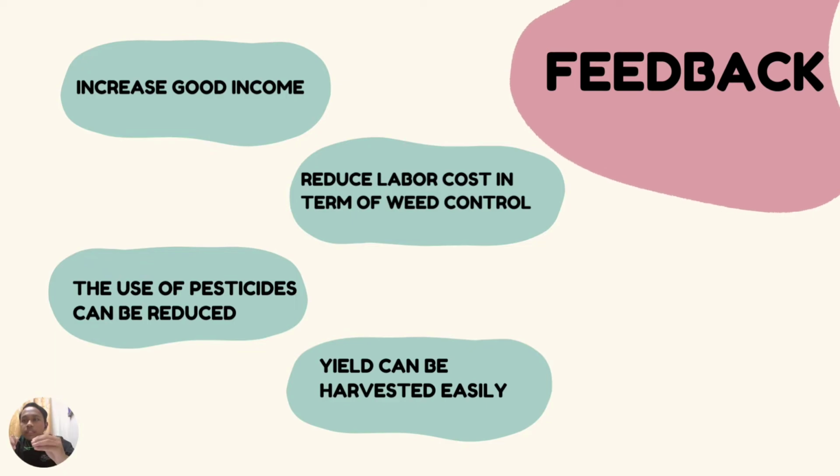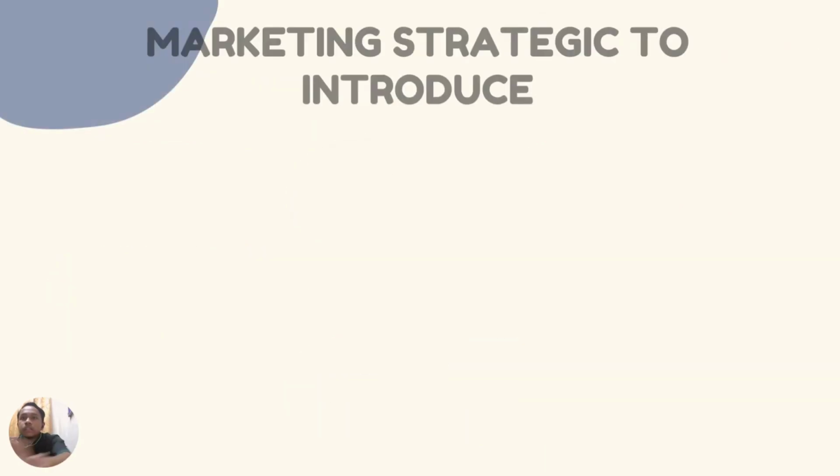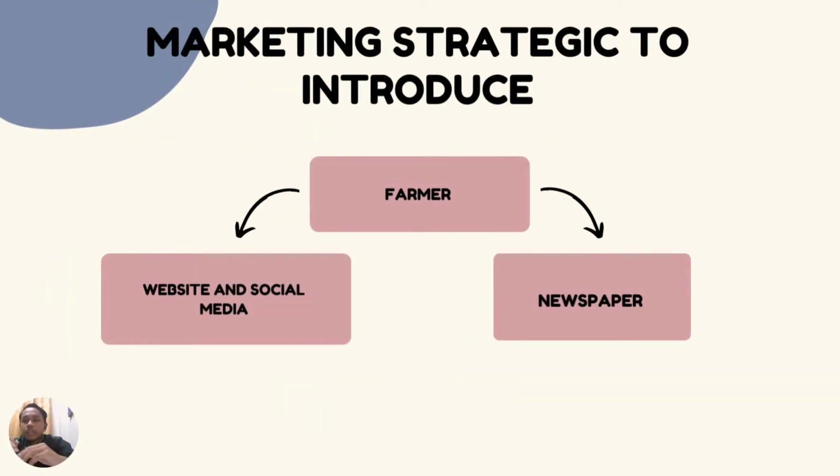The last one is yield can be harvested easily and quickly due to the higher position of the nursery bed as well as the longer plant lifespan. So next, the marketing strategy to introduce. The target market is farmers. We can tell people that there are many benefits and advantages to be found in this hanging fertigation method.